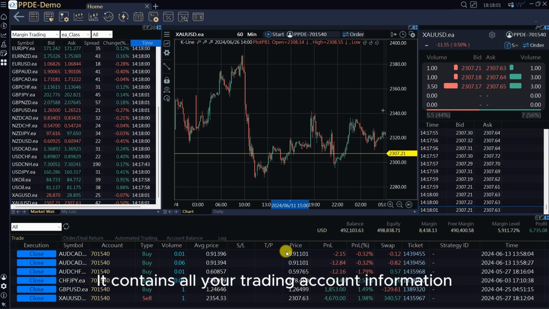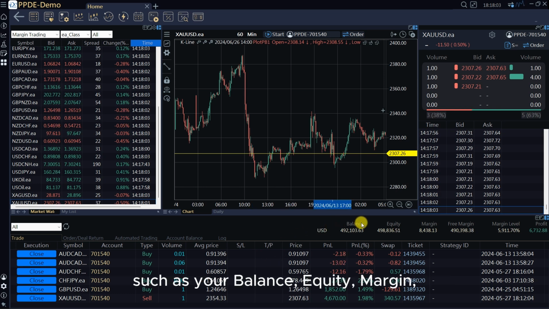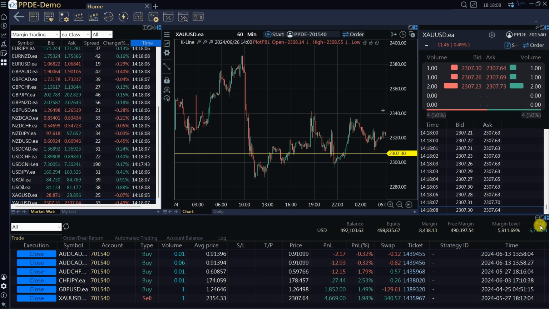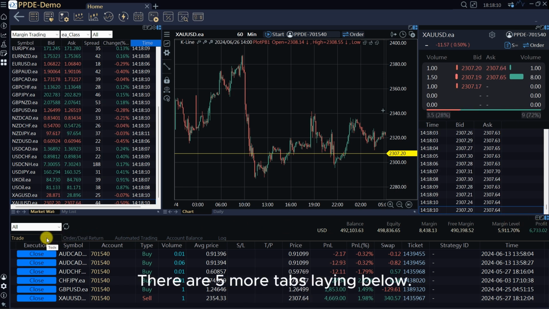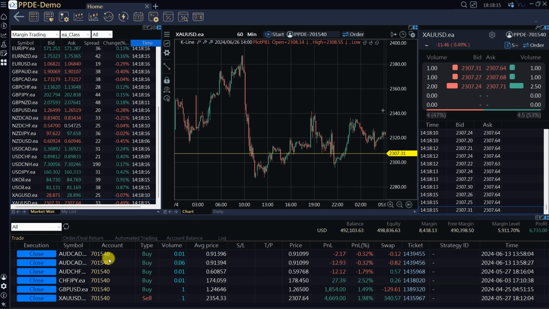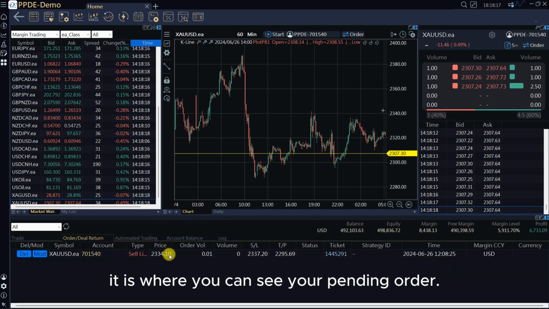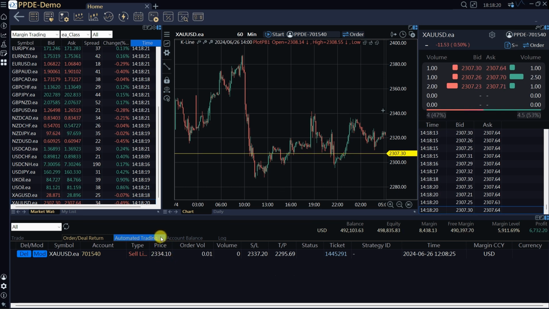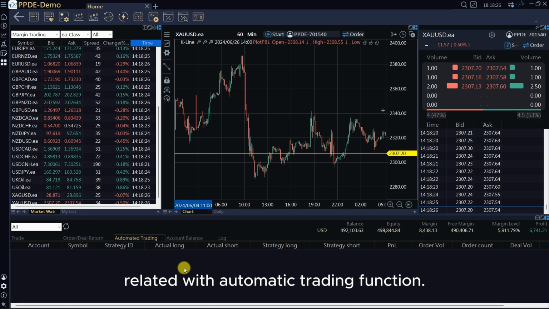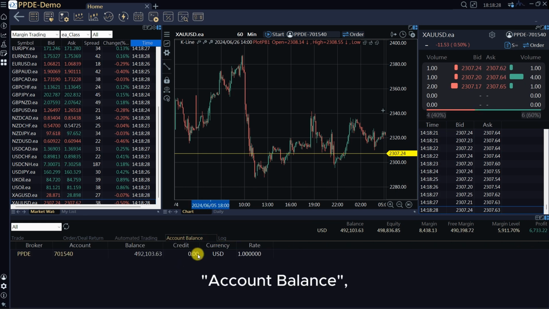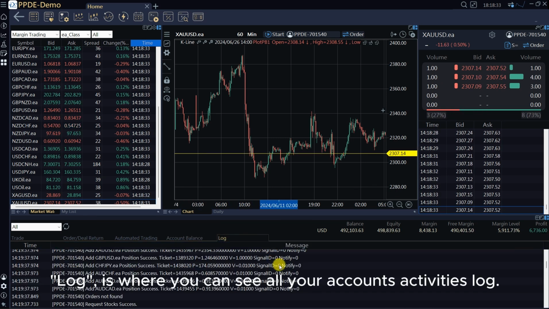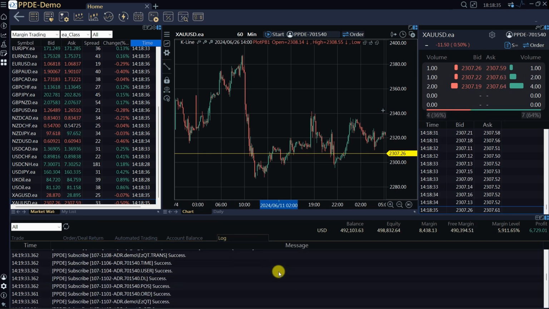It contains all your trading account information such as your balance, equity, margin, free margin, margin level and your P&L. There are 5 more tabs laid out below. Trade. It is where you can see all your current positions. Order and deal return. It is where you can see your pending orders. Automatic trading. It is where you can see all your positions related to the automatic trading function. Account balance. It is where you can see all your account information. Log is where you can see all your account's activity log.